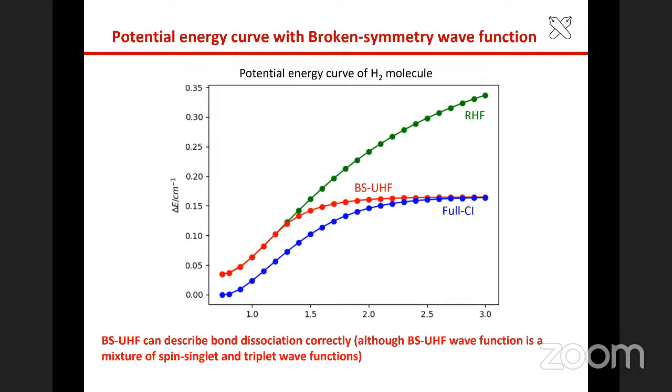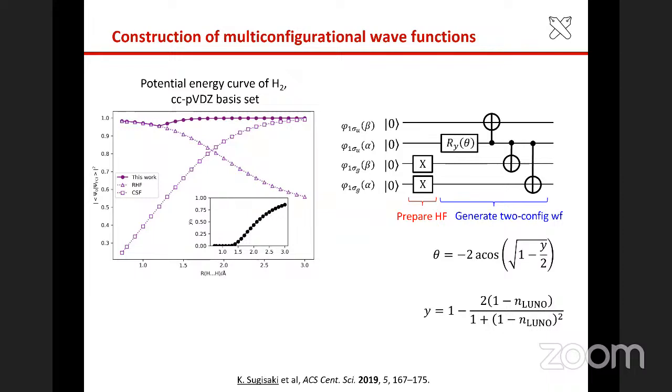But this broken symmetry wave function is not an eigenfunction of the S squared operator. So this is a mixture of spin singlet and triplet states. But anyway, once we calculate the diagonal character, we can easily generate a two configuration wave function by using this formula.